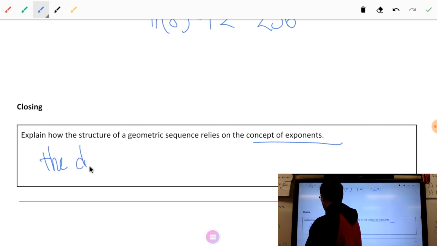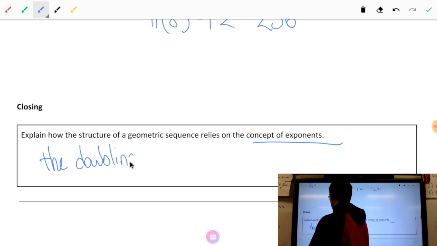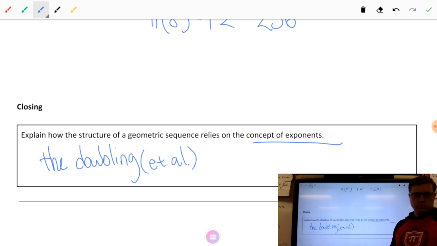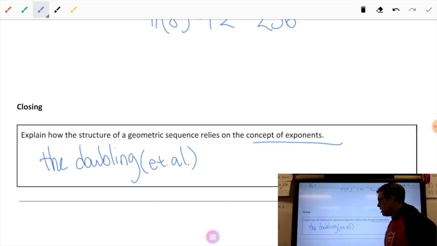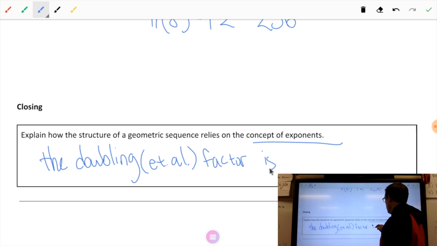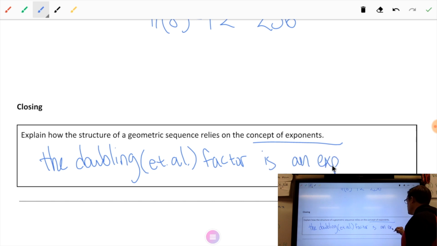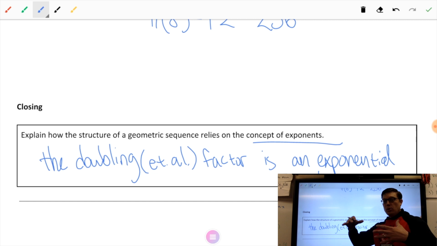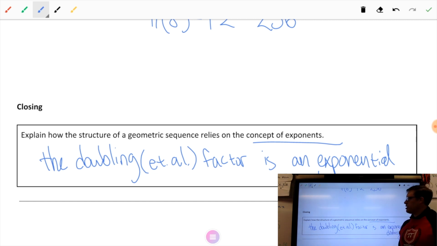The doubling factor is an exponential change because of repeated multiplication. Exponents tell you how many times you're going to multiply something. So the doubling factor is an exponential change.